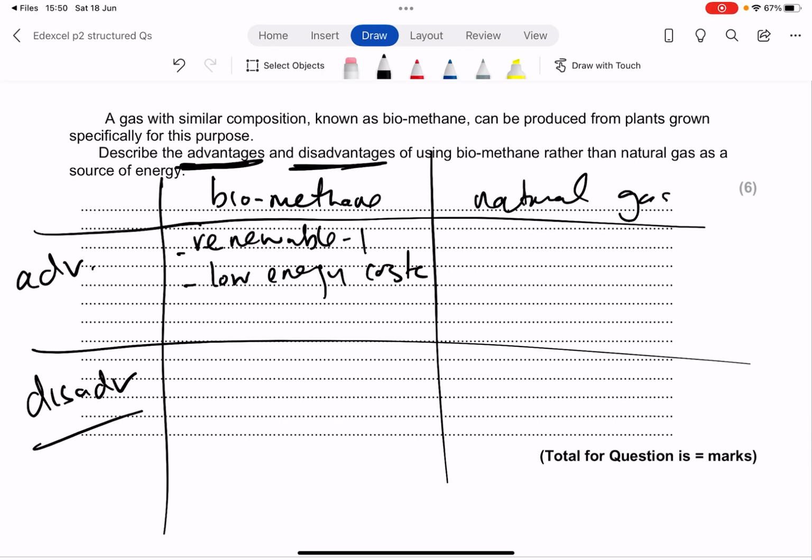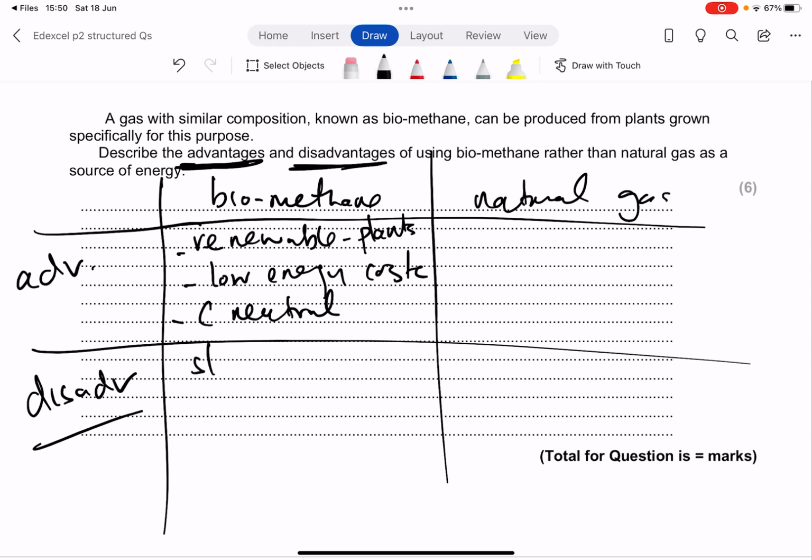It's renewable because plants can be regrown. It's low energy cost because we can work at lower energy. It's carbon neutral, meaning the amount of carbon dioxide that's released when biomethane is burnt is the same as the amount of carbon dioxide used by plants for photosynthesis.